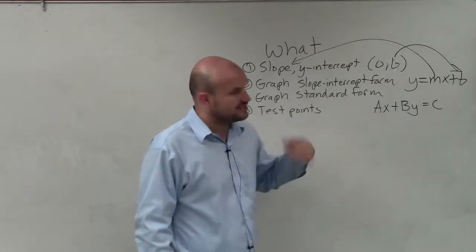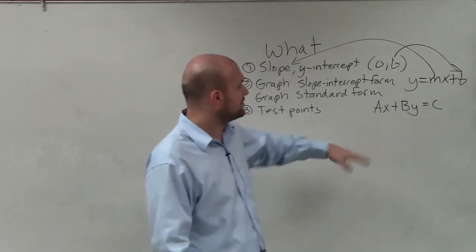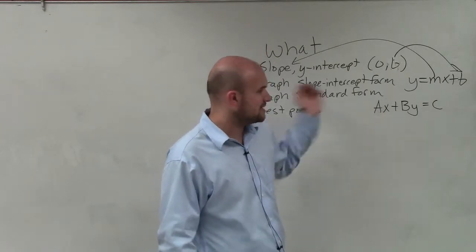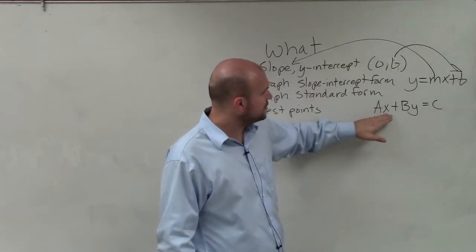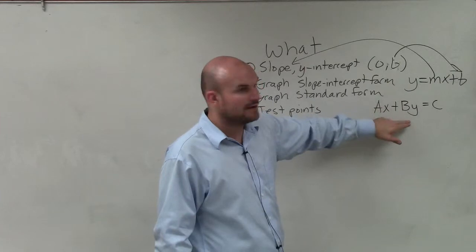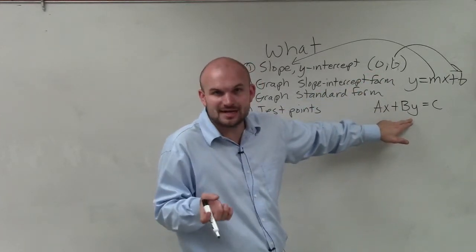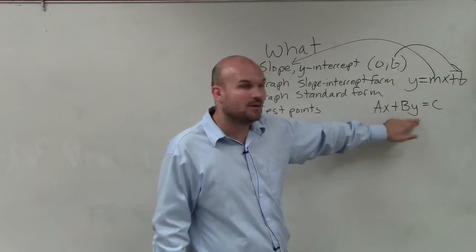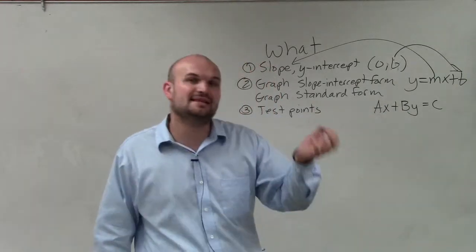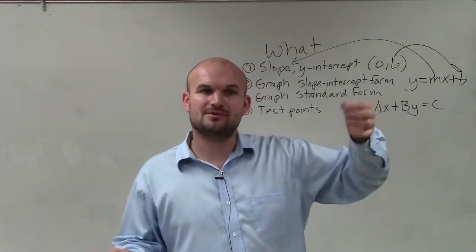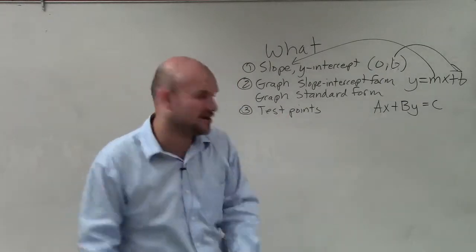The other way to do this is using what we call the intercept method. Let's plug 0 in for x and then solve for y. If we put 0 in for x and solve for y, that gives us the y-intercept. And then if I plug 0 in for y and solve for x, that gives me the x-intercept. So I can plot the two intercepts, connect them, and I'm good to go.